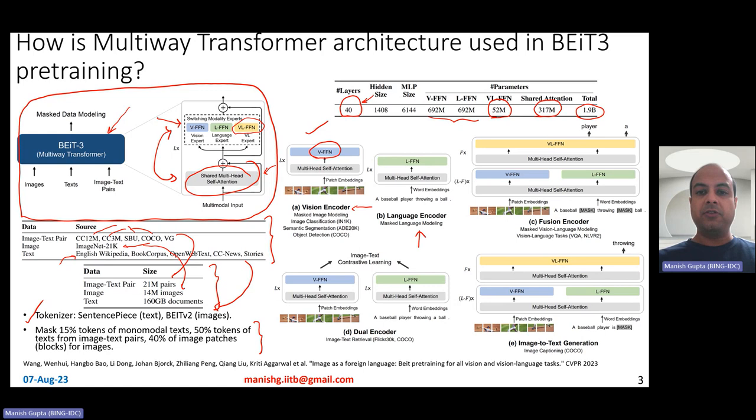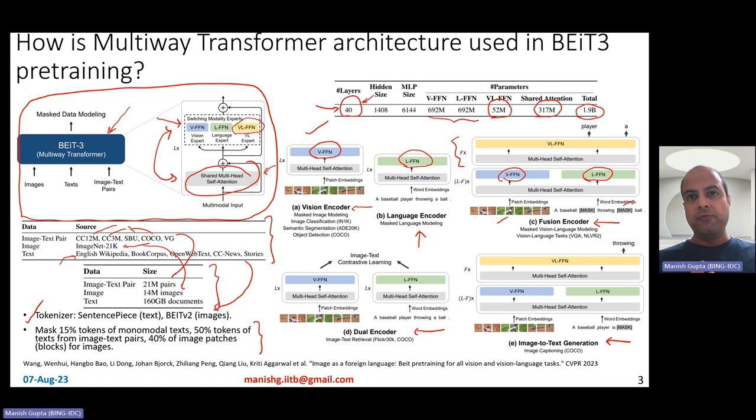You can use it for multimodal tasks in three ways: fusion encoder, dual encoder, or image-to-text generator. Of course, the last one is a generator, but the other two are encoders. The fusion encoder takes both image and text, and it has multi-head self-attention and several vision experts and several language experts. Towards the end, in their paper, they have used the last three layers out of the 40 as visual-linguistic tuned. That is how the fusion encoder works.